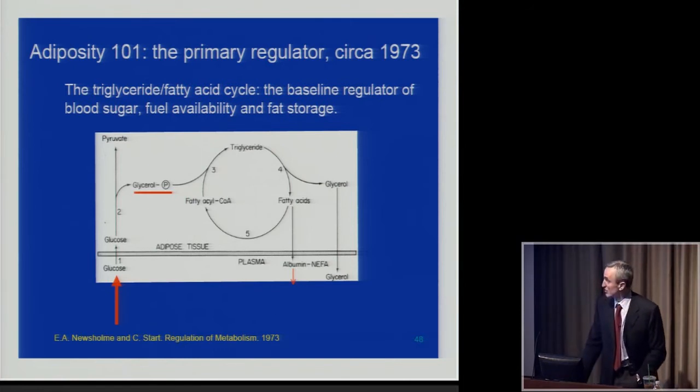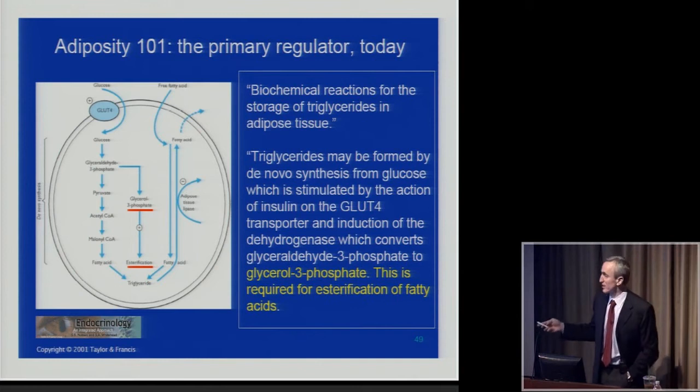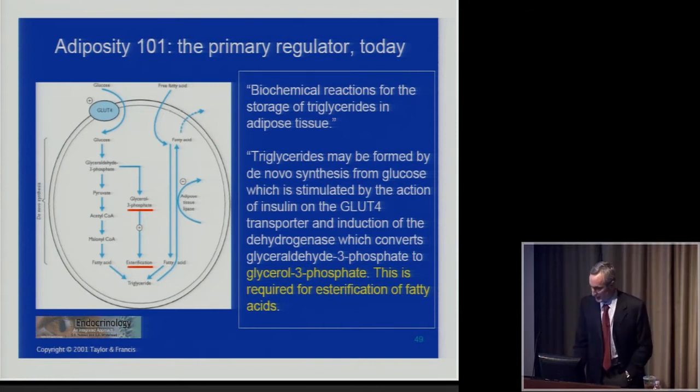from the fat tissue. This is how it's shown in a modern textbook, just to show you that what I'm saying is not unique. That last photo was from the 1970s. This is from 2000. But here's glucose entering the cell. It's being metabolized into glycerol 3-phosphate. And here's fatty acids entering, and they're used to esterify the fatty acids of triglyceride.